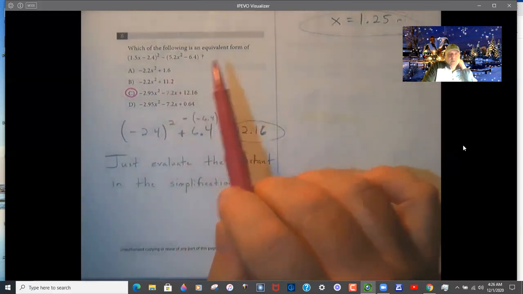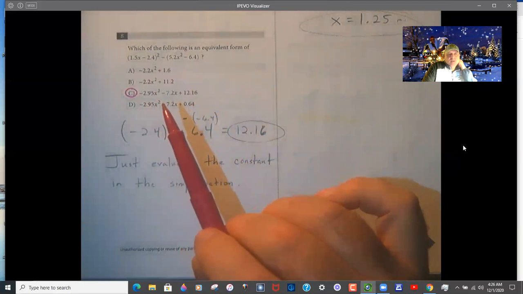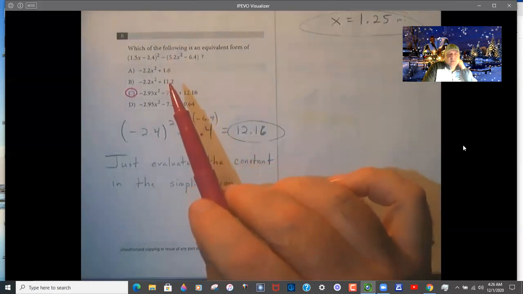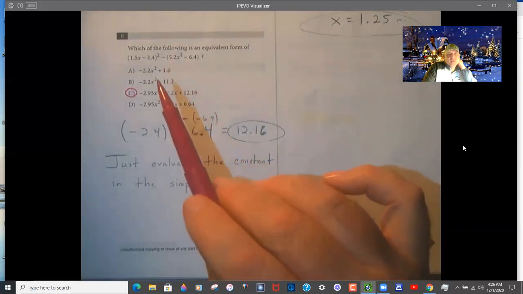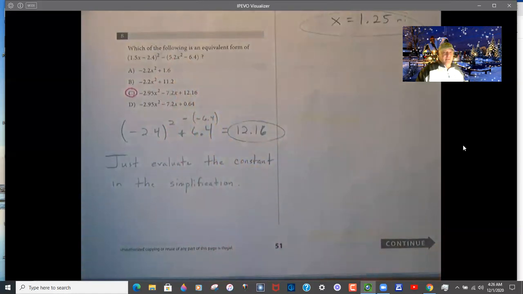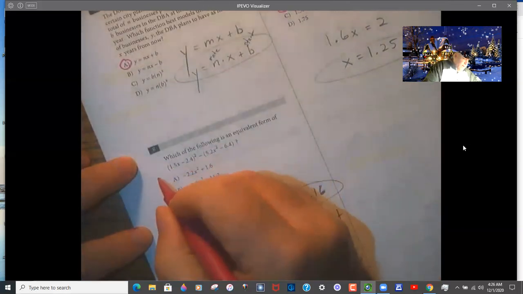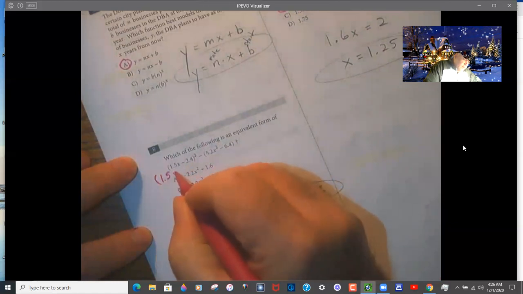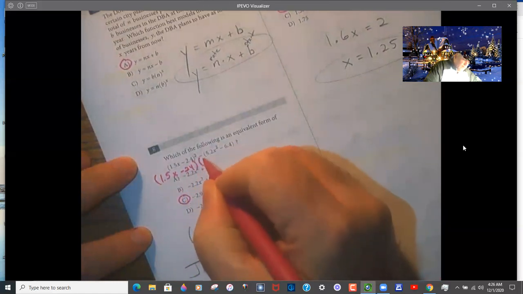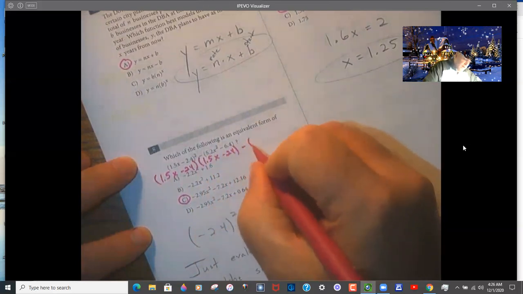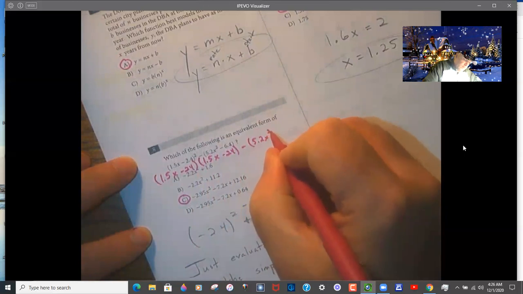Okay, which of the following is an equivalent form of this? So, oh yeah, just evaluate. So notice that the number on the end here is different in each one. So what I did is instead of taking this whole product out right here, I just said, all right, imagine it this way. We got to square it. And then we have to minus this.